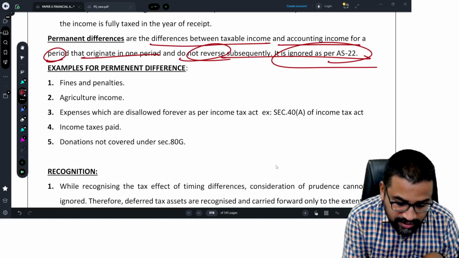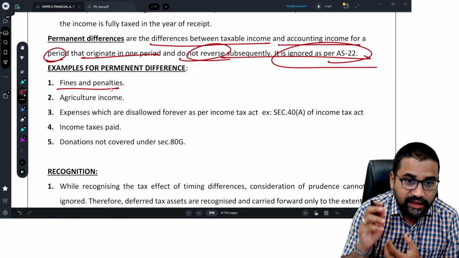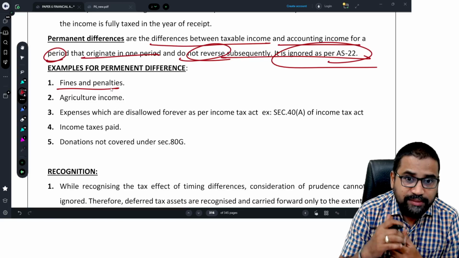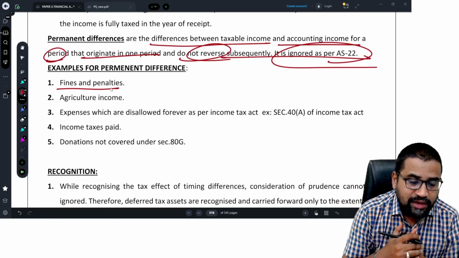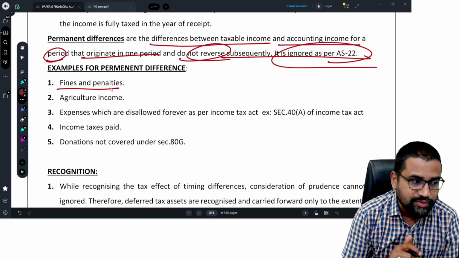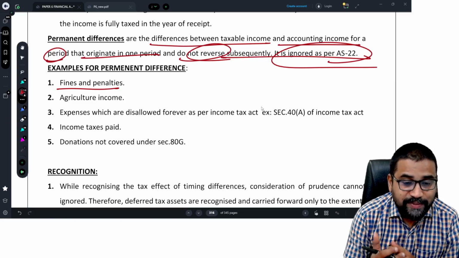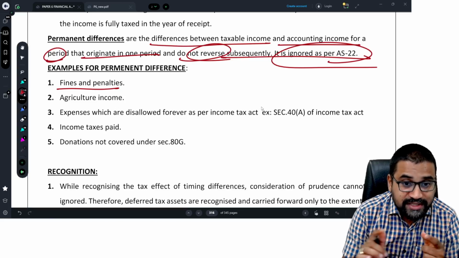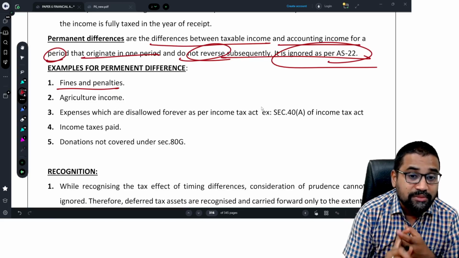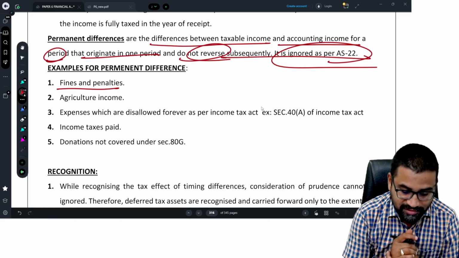For example, fines and penalties. I told this as an example also. Suppose you paid a penalty. Will it be allowed in the P&L account? Yes. The penalty will be debited to the P&L account. Normal accounting loss we will allow. But are penalties paid for violation of law allowed as per the Income Tax Act? No. That means the difference between accounting income and taxable income is the penalty, and it is a permanent difference which is not going to reverse in future.